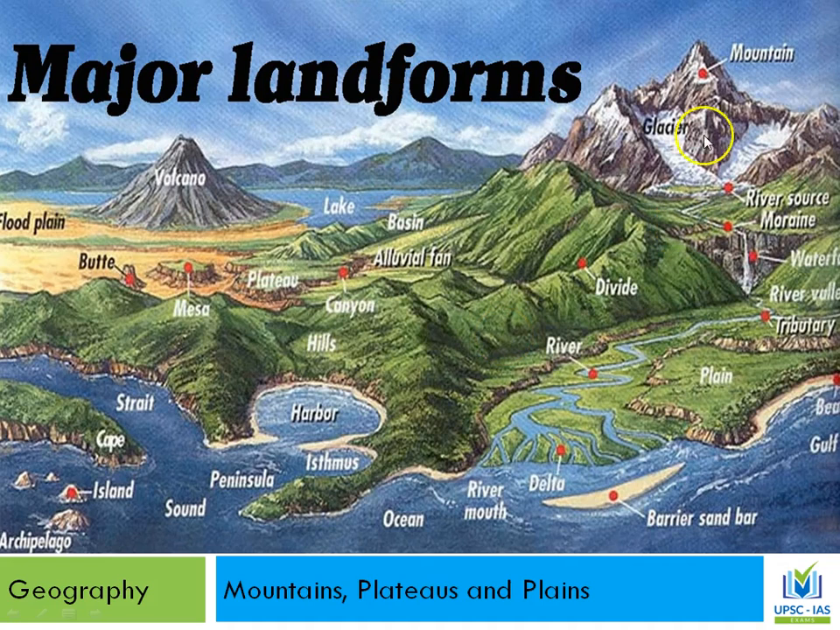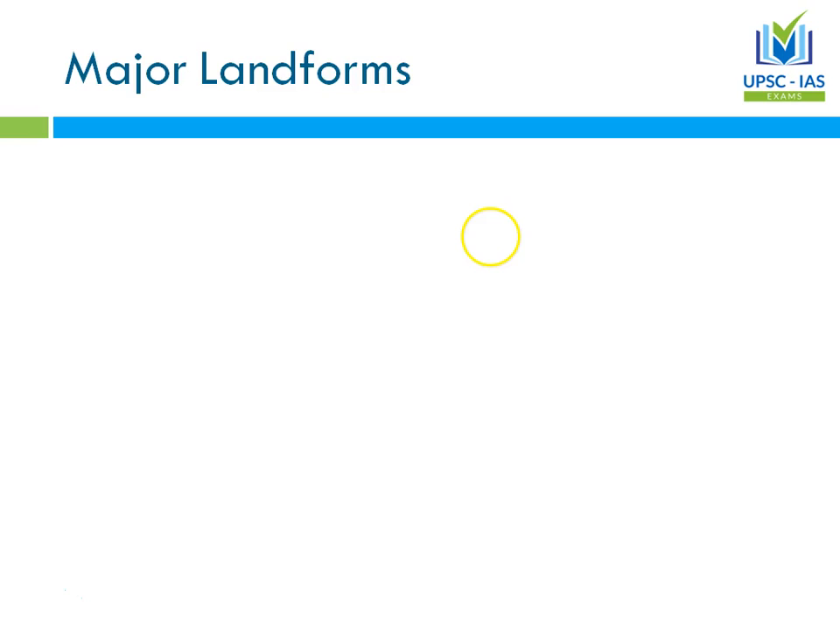As you can see on the screen, there are many things, for example here you see mountains, then glaciers and river source, moraines, and then you have alluvial fan, harbor, strait and many things which we are going to learn in our future discourses. But for now, we are going to focus on some basic things regarding mountains, plateaus and plains. So let's move on, dear friends.